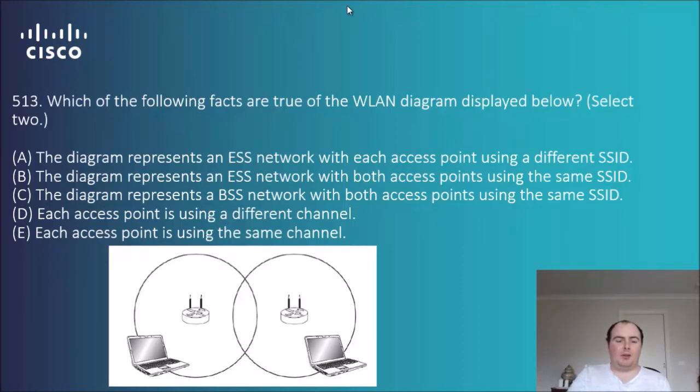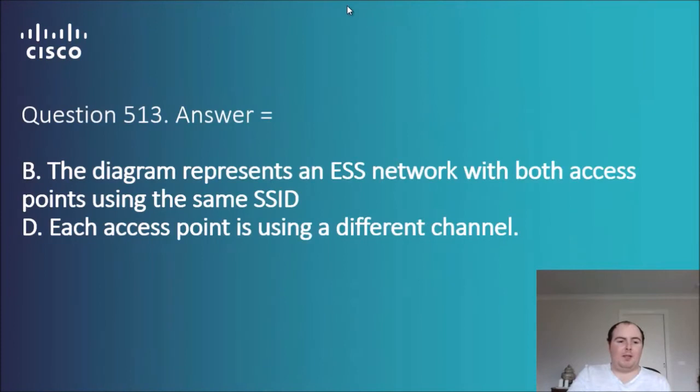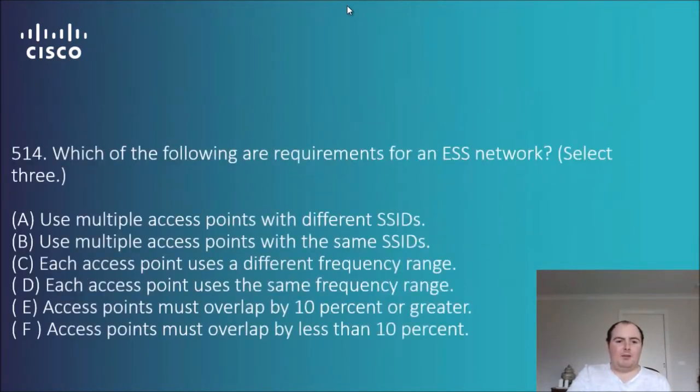Okie dokie, so I'll go through this one pretty quickly. It's not going to be BSS because there are multiple wireless access points. So therefore it's going to be an ESS, and they'll be using the same SSIDs as we saw earlier. So B is one of the answers. They're not using different SSIDs, and then it's just a matter of whether they're using different or the same channels. They use different channels. So therefore B and D are the answers.